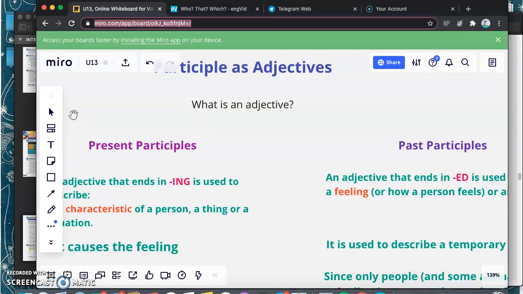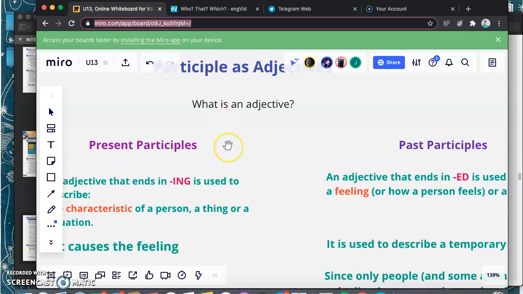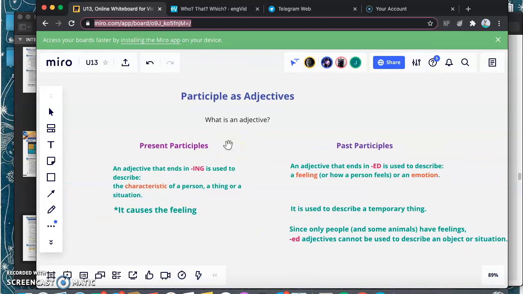Okay, so what is an adjective, guys? Do you guys remember what an adjective is? What is an adjective? An adjective is the word that describes a thing or person. Yes, it's a word that describes a person or a thing in a sentence. So it usually gives a characteristic. In this case, we are seeing the participles as adjectives.